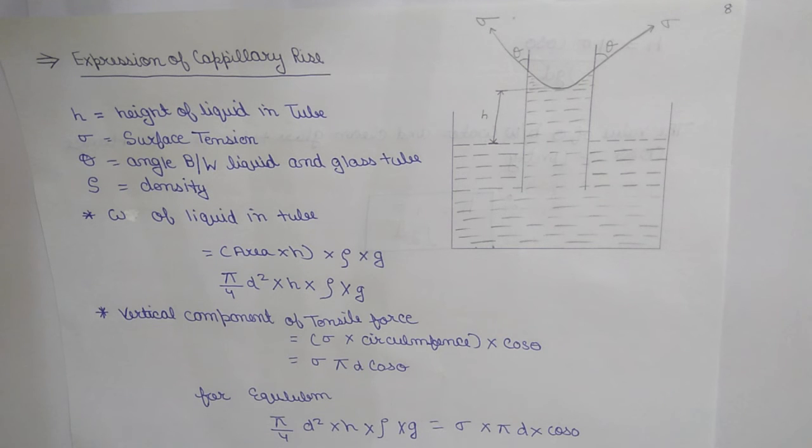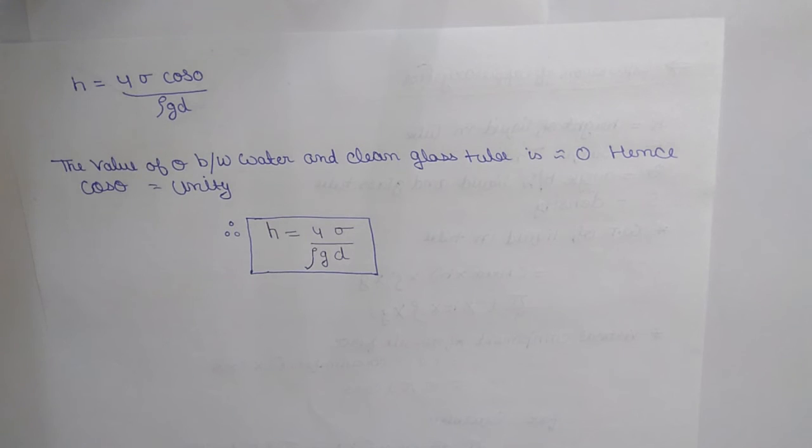From equilibrium condition, pi by 4 d square into h into rho into g is equal to sigma pi d cos theta. From equating the two expressions, we get height h is equal to 4 sigma cos theta upon rho g d. The value of theta between water and clean glass is taken to be 0, hence the cos theta value is considered to be unity. So the expression reduces to 4 sigma upon rho g d.